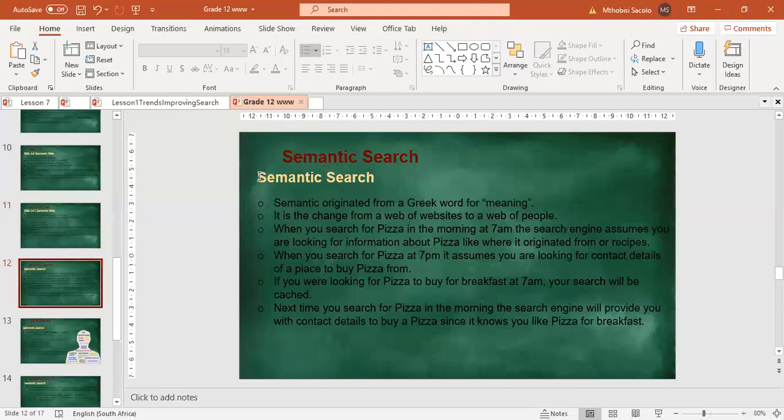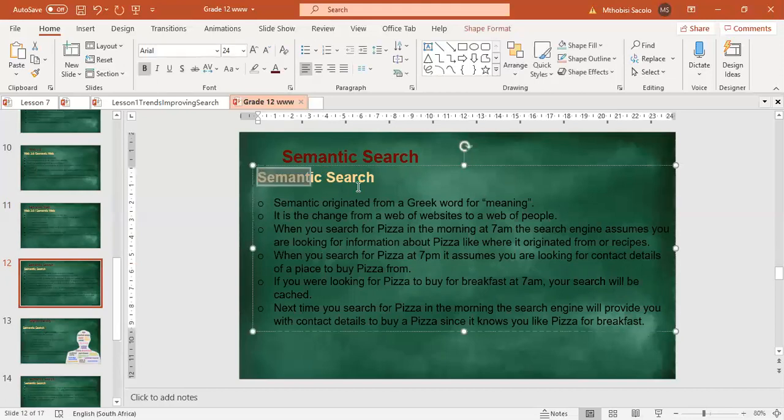So right now I want us to start with semantic search. Semantic originated from a Greek word for meaning. So semantic is meaning. It is the change from a web of websites to a web of people. So right now we say Web 3.0 is the web of people, not the web of websites.